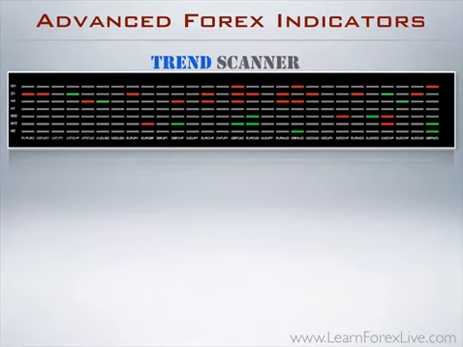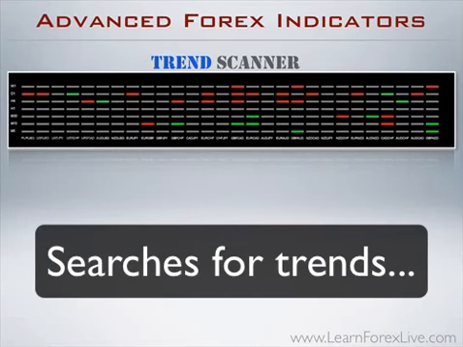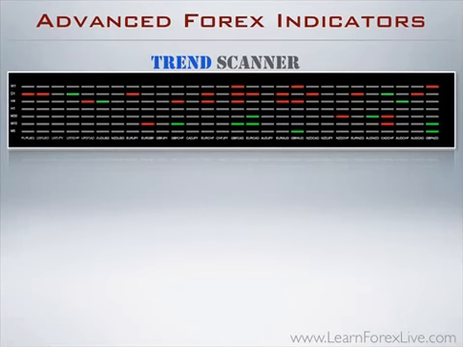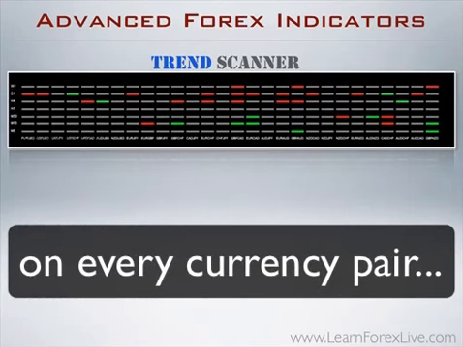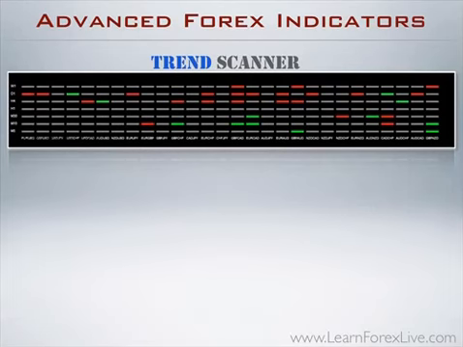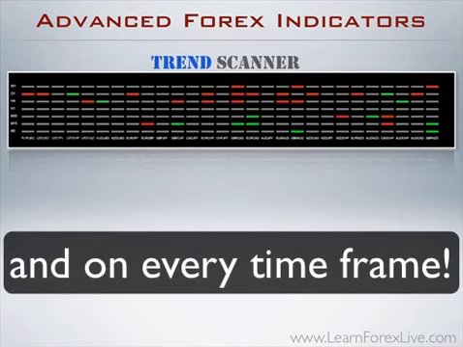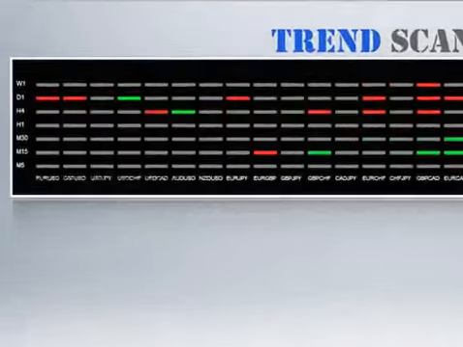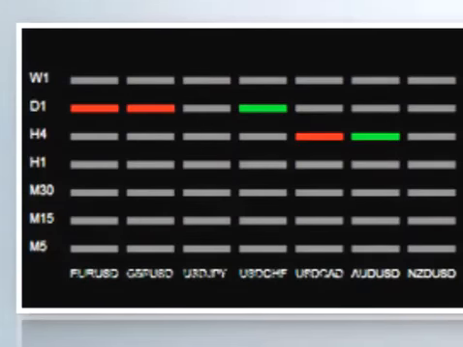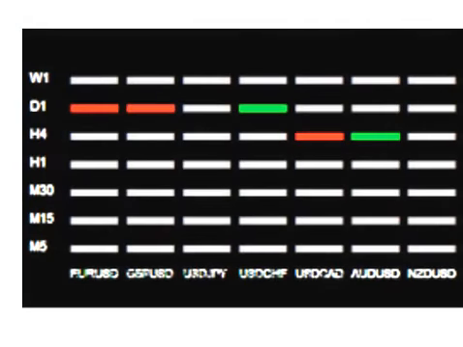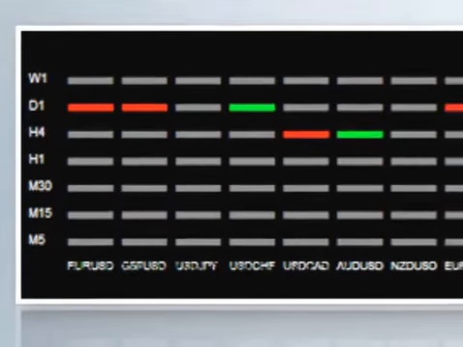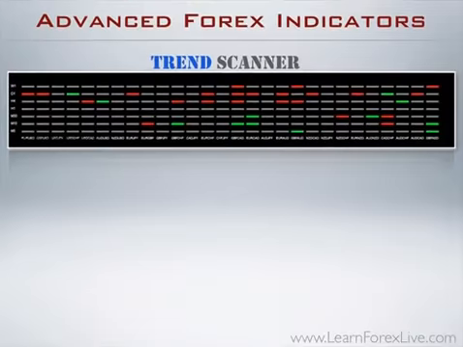Okay, let's start off with the Trend Scanner Indicator. The Trend Scanner basically is a trend sniffer. It tracks in real time the Forex market across the board, searching for solid trending market scenarios. It goes into every single currency pair, all 28 major currency pairs, and on every single time frame, from the 5 minute time frame to the weekly time frame. Obviously going through the 15 minute, the 30 minute, the hourly, the 4 hour, the daily, and finally the weekly time frame.